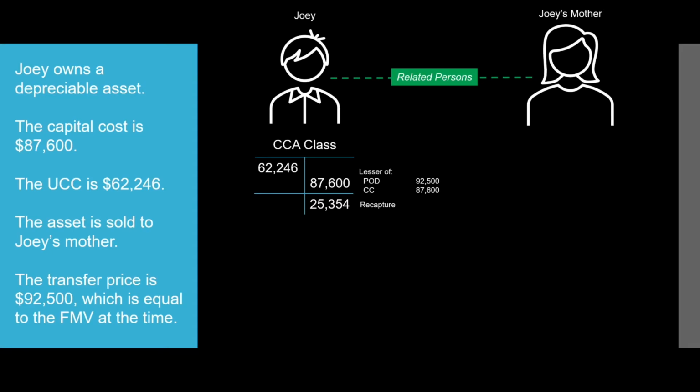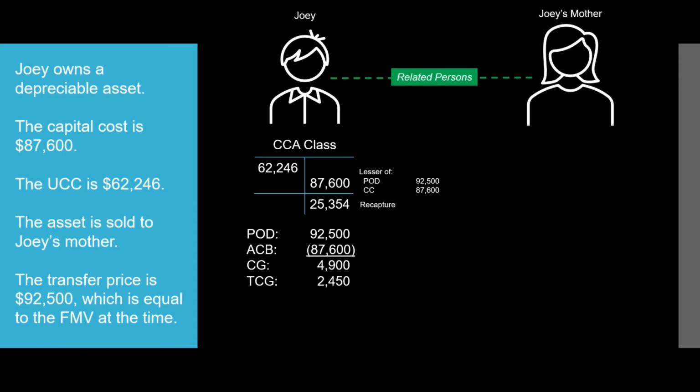Looking at subdivision C, we know that Joey sold an asset for $92,500, the fair market value at the time. His adjusted cost base was $87,600 for a capital gain of $4,900. His taxable capital gain is then $2,450. That's assuming an inclusion rate of 1/2.